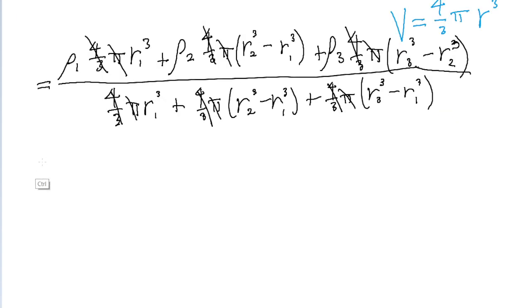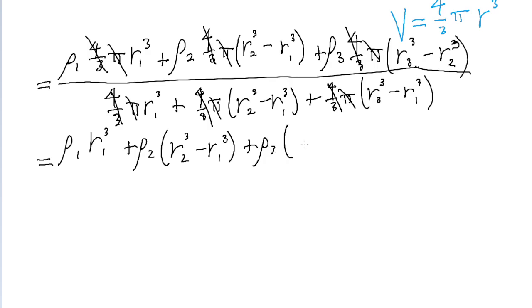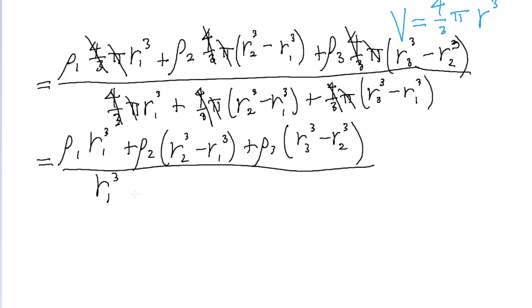So now the formula is rho 1 r1 cubed plus rho 2 times (r2 cubed minus r1 cubed) plus rho 3 times (r3 cubed minus r2 cubed), all divided by r1 cubed plus (r2 cubed minus r1 cubed) plus (r3 cubed minus r2 cubed).